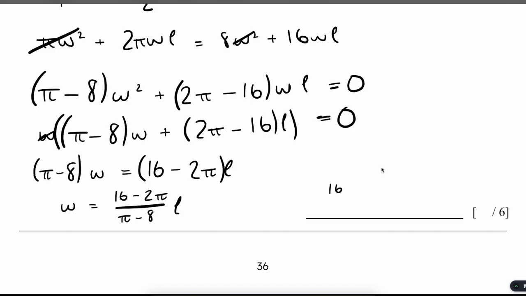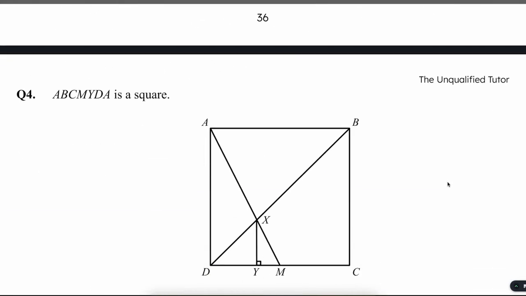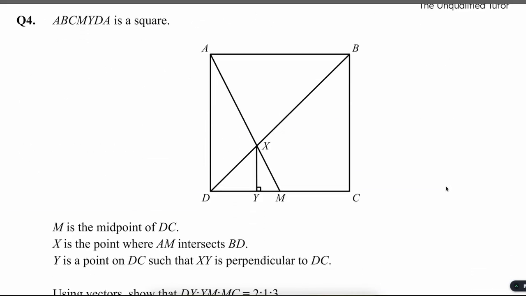W equals (16 minus 2 pi) over (pi minus 8) times L. Okay, so relatively easy question when you compare it to the other ones.